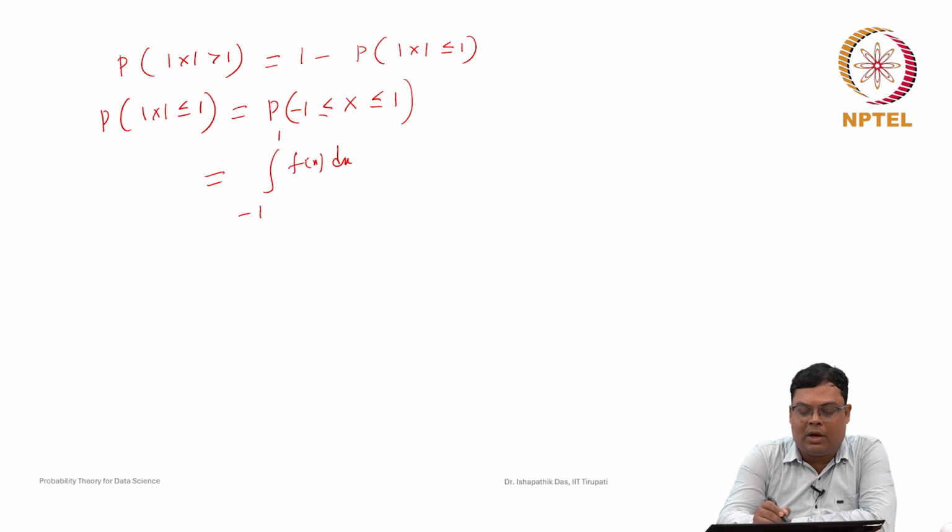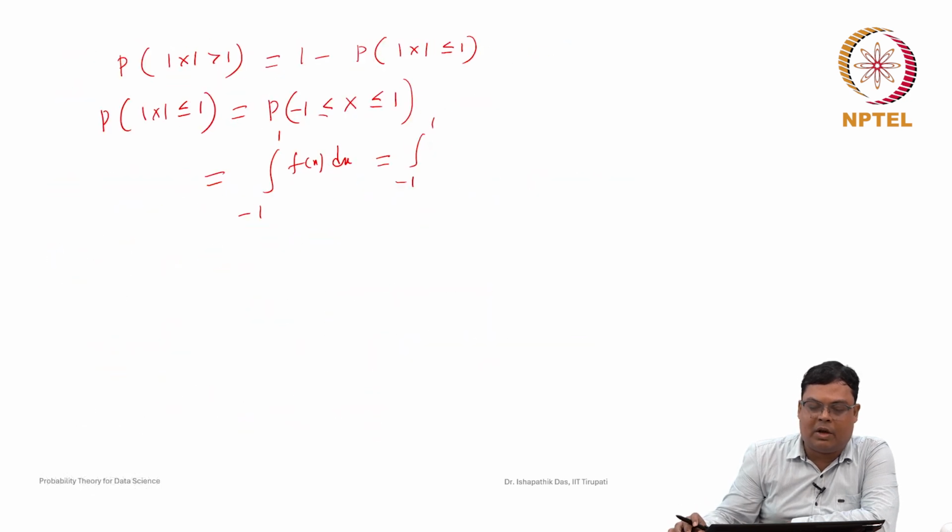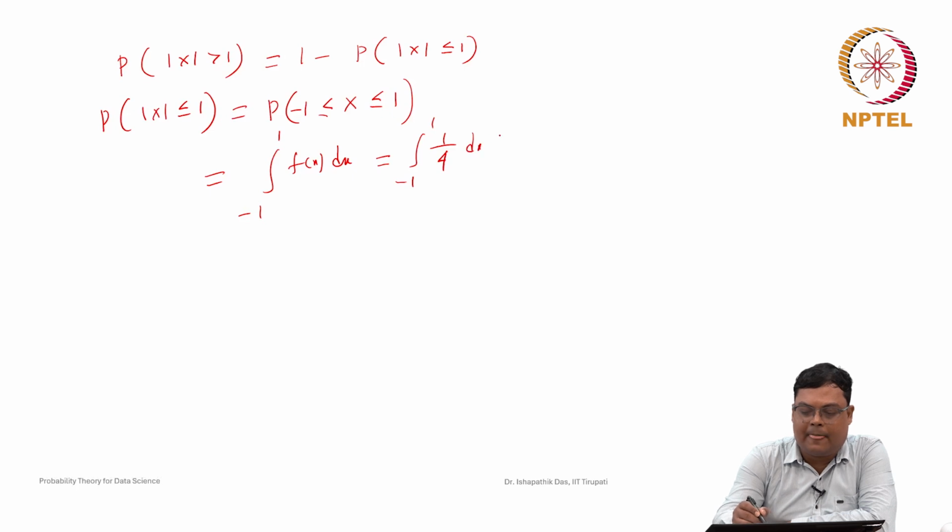Note that we are not dividing the whole range here, so it is not required. Minus 1 to 1 fx dx, because it is non-zero inside the interval. The density function is given as 1 by 4, so this is the integral of 1 by 4 dx, which is x by 4, evaluated from minus 1 to plus 1. That is 1 plus 1, or minus 1 plus 2, so 2 by 4, which is 1 by 2.